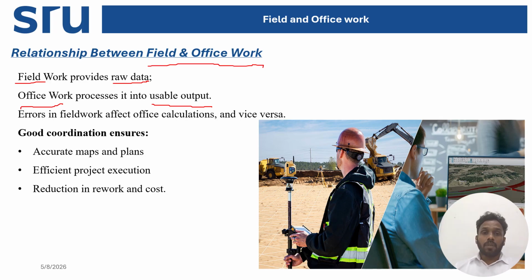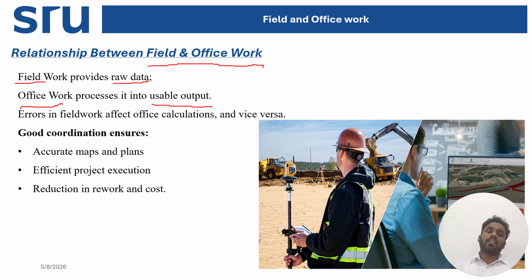Then errors in field work affect office work calculations and vice versa. As I said, the error which occurs in the field work will completely reflect on your office work calculations. Because if you're doing an entire survey on a plot, and initially you started with some work, there is an error and you are not recognizing that error. Once everything is completed, at the end of the day, you go to the office and calculate, right? So the error in field work will completely affect your office work, because the data you have collected is erroneous. Obviously, the calculation you are doing from the collected data with the error will give an erroneous output.